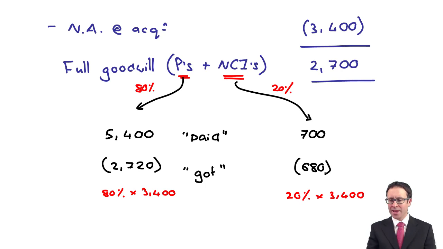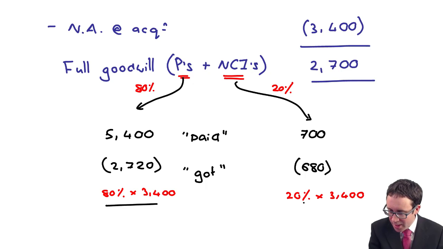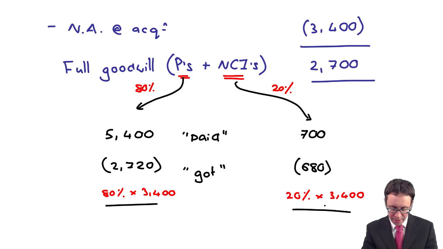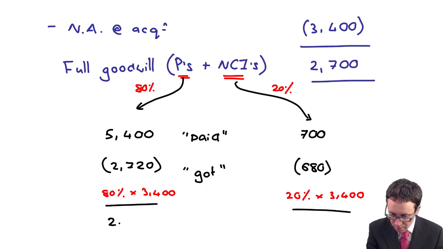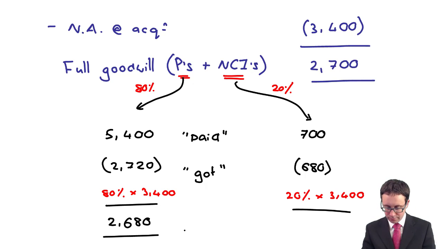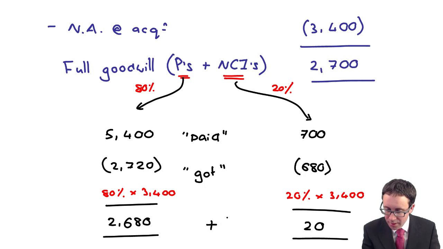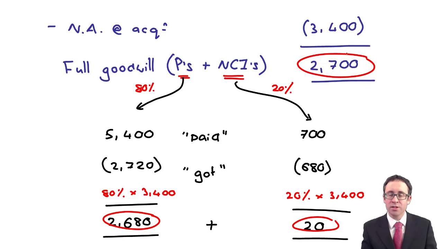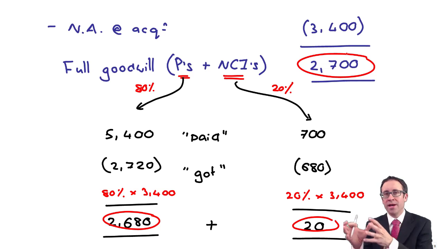the 680. Okay. So if we look at that now, P's goodwill, 5,400 less the 2,720 gives me the 2,680. And then the non-controlling interest is there as 20. Okay. And if you add them together, it's magic, isn't it? Because if you take 2,680 and 20, you get 2,700. Bear in mind, I'm not answering the question. This is just demonstration. We've already answered the question and finished that before. This is just to show you that full goodwill is made up of the parent share of the goodwill and the non-controlling interest share of the goodwill.